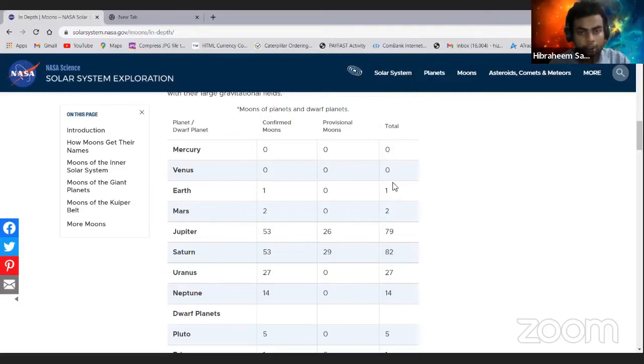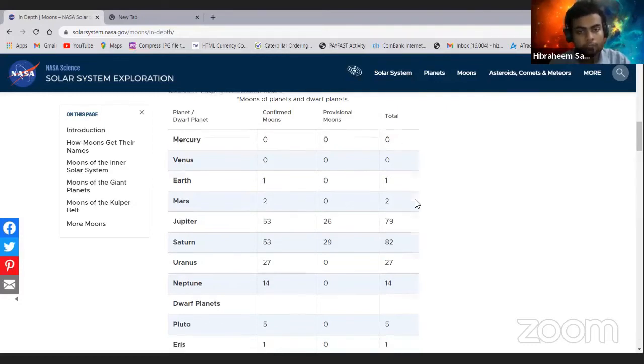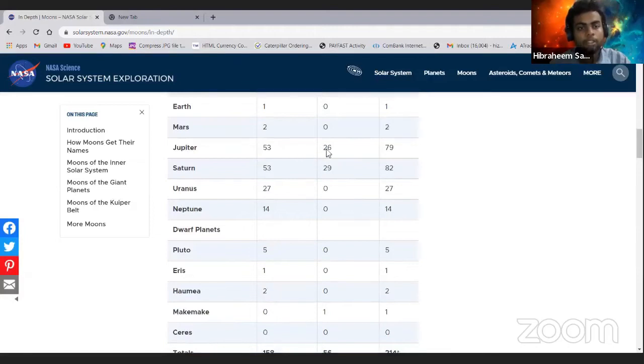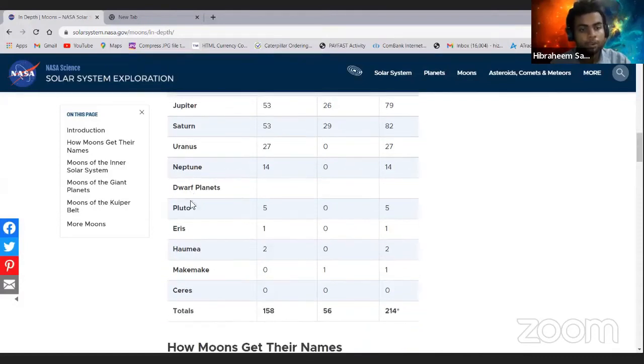So Venus also, the total is 0. Earth, it's 1. Mars has 2. Jupiter 79. Saturn 82. Uranus 27. Neptune 14. And these are the dwarf planets. Pluto. About dwarf planets, I will be explaining it in the next week's class.